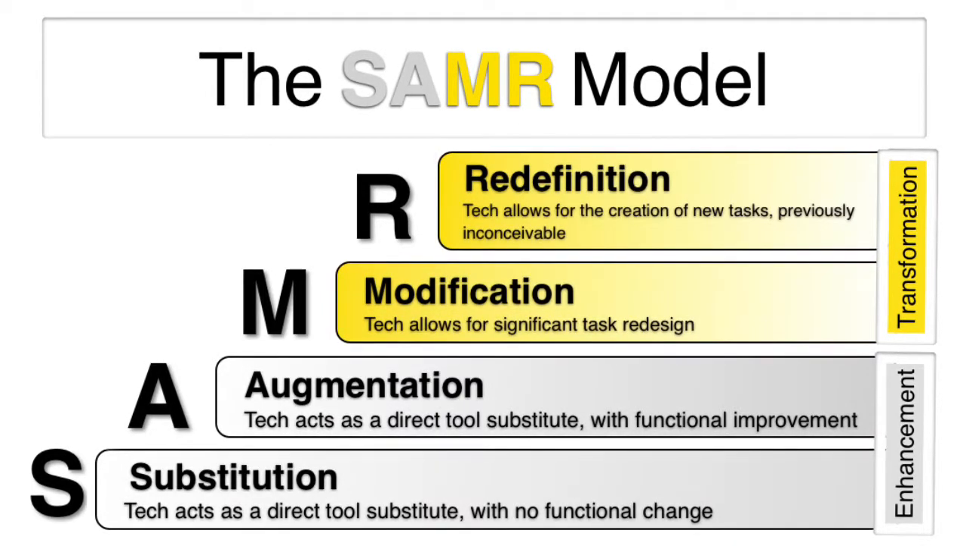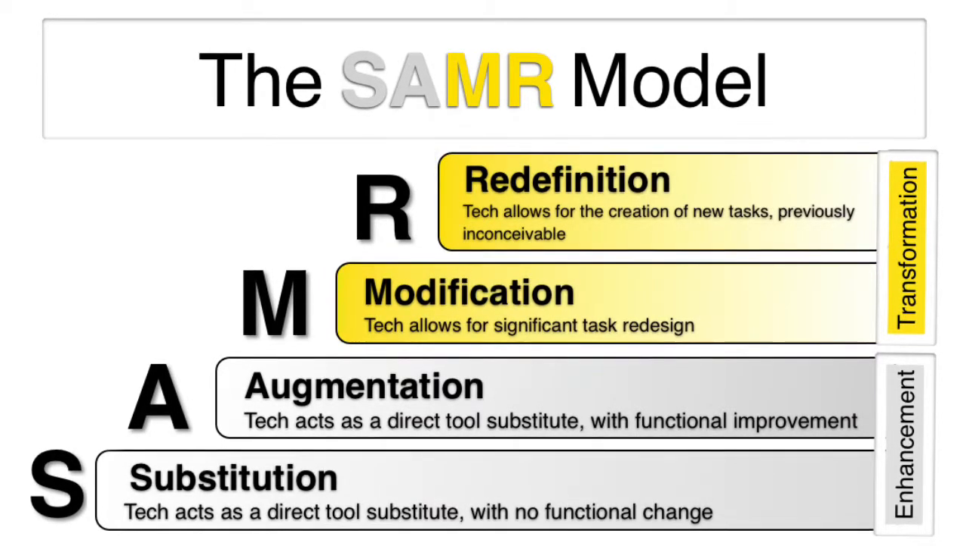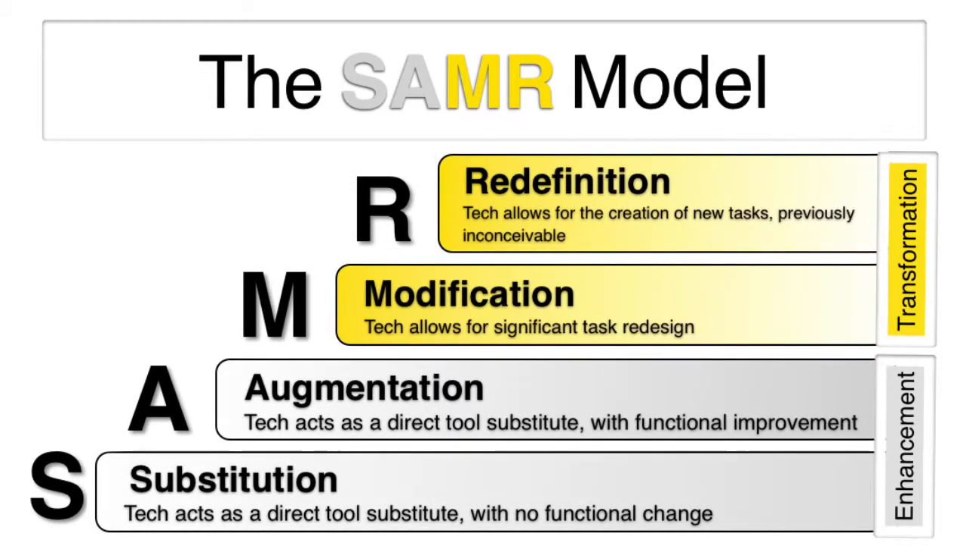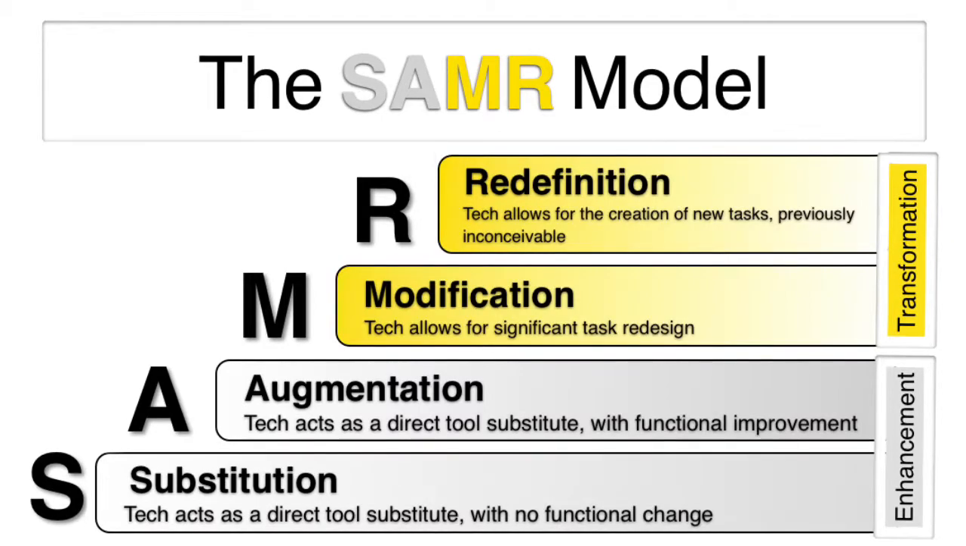Beyond that, we reach the phase of modification, where you use technology to significantly redesign a task. Finally, when you're really high-flying at the ninja phase of technology integration, you've reached redefinition, where you are doing tasks that are impossible or inconceivable without the use of technology.